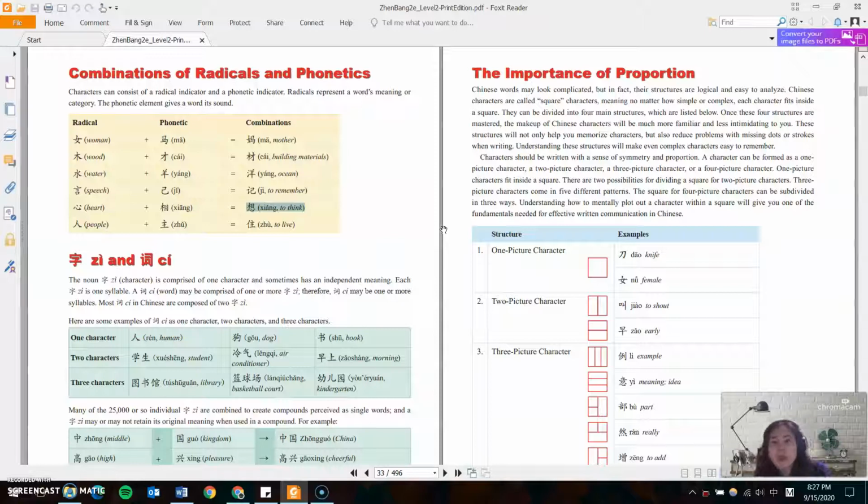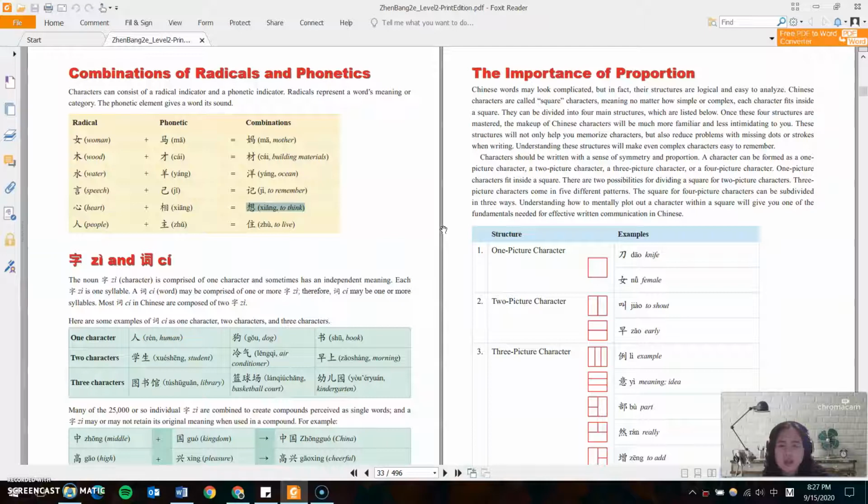All right. Characters should be written with a sense of symmetry and proportion. A character can be formed as a one-picture character, oh, 对不起, or a two-picture, three-picture, or four-picture character. One-picture characters fit inside a square. There are two possibilities for dividing a square for two-picture characters. Three-picture characters come in 5 different patterns. The square for four-picture characters can be divided in 3 ways.